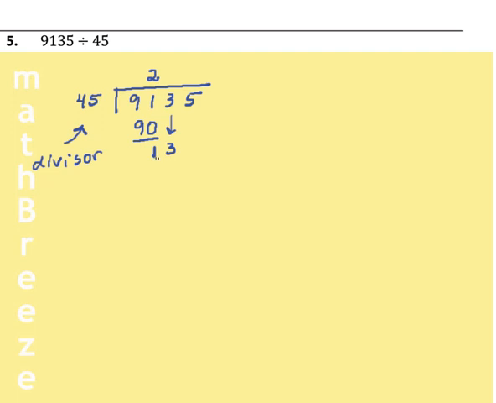45 does not go into 13, so make sure we put a 0 up here. And then immediately just bring down another number. But don't forget that 0. Whenever we bring down two numbers in a row like that, we have two arrows that are the same length, then we're going to have a 0 up here in the quotient. So now we bring down the 5.